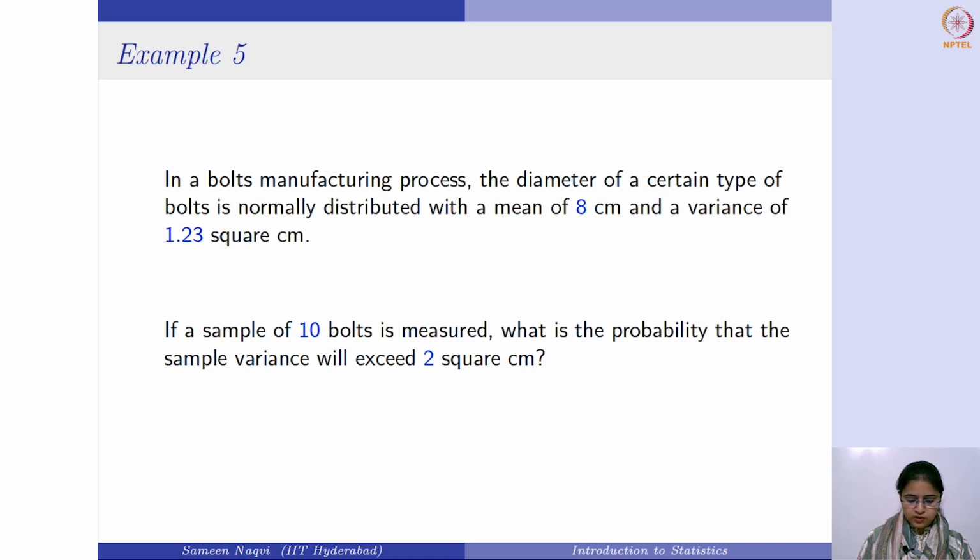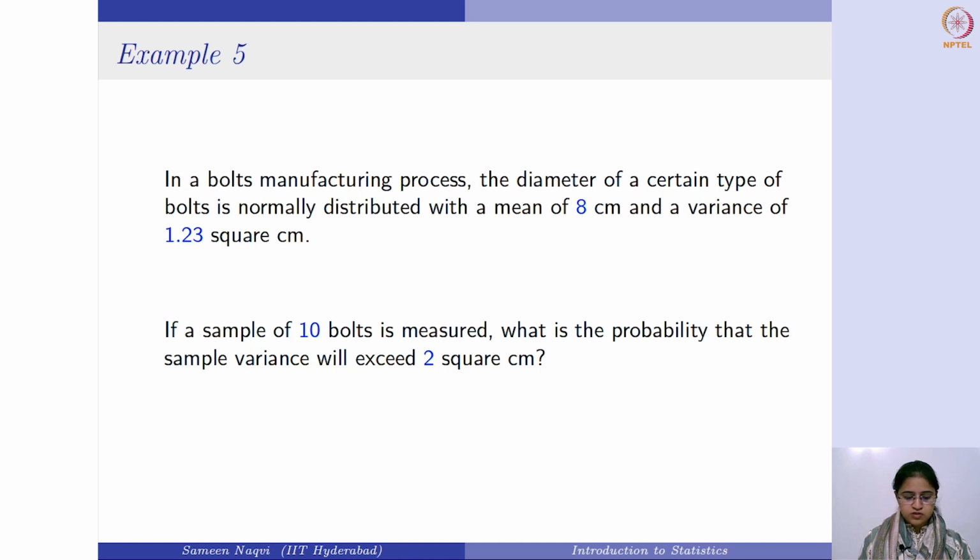So sigma square is basically 1.23 and n is 10. You have to find the probability that sample variance is greater than 2.